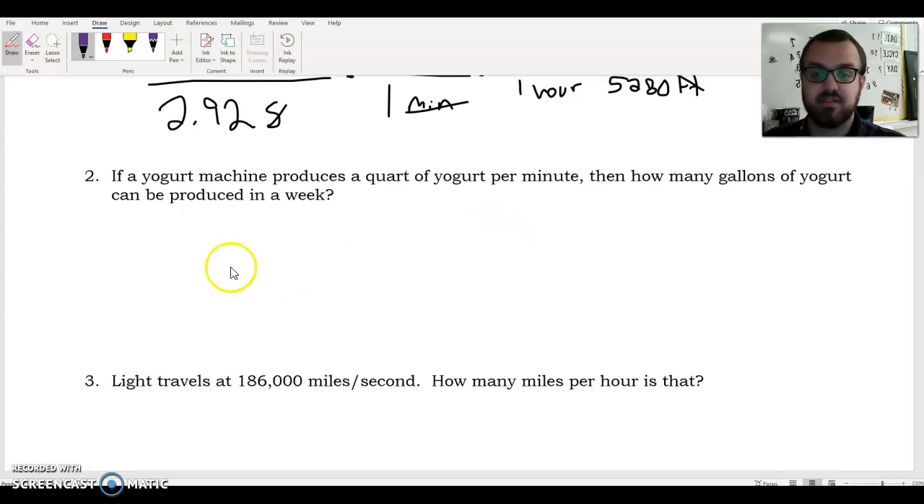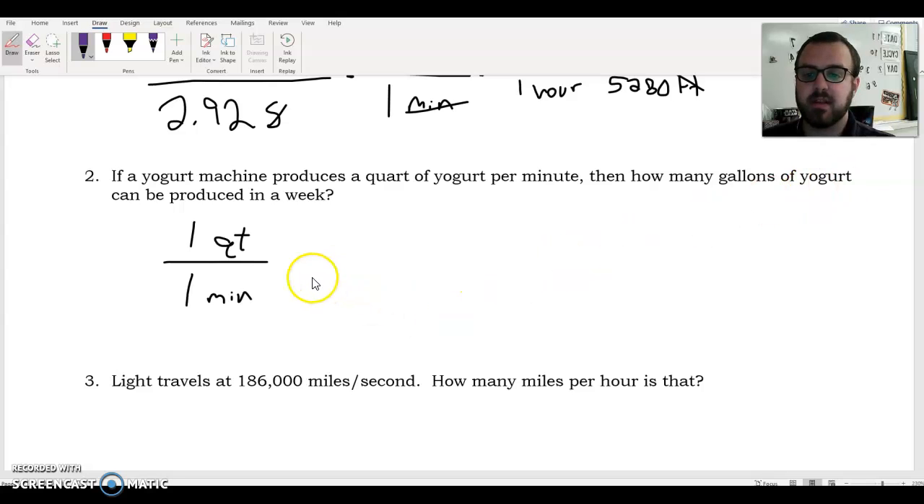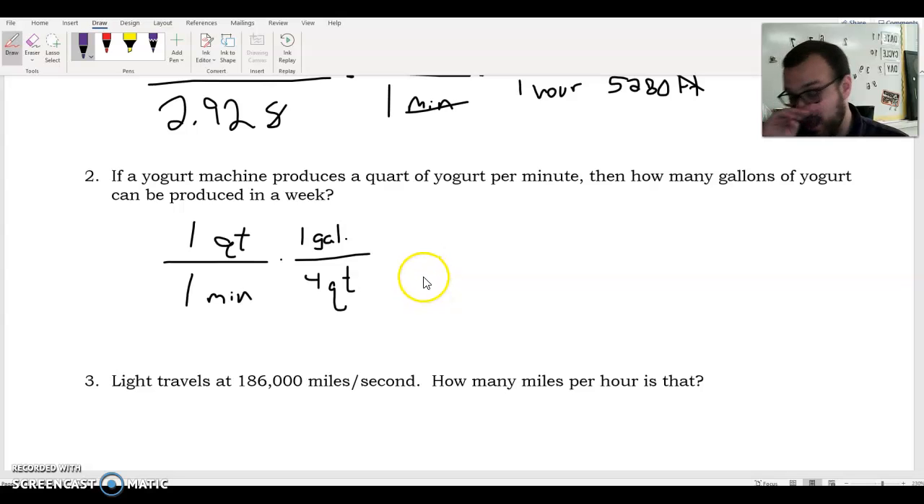So let's start with what they give us. They say it's 1 quart, and that is in 1 minute. So we want to go ahead and convert this over into gallons per week. Let's start with the gallons because that one's pretty easy. We know that there are 4 quarts in 1 gallon. That got me to the unit I wanted, so I only have to use 1 fact there. We're good to go. All right, cool.